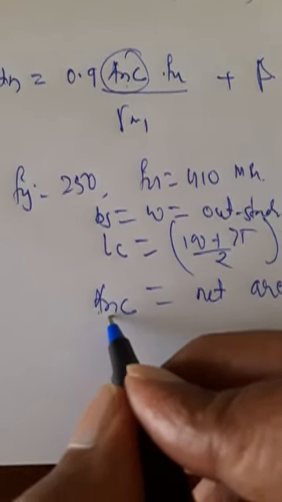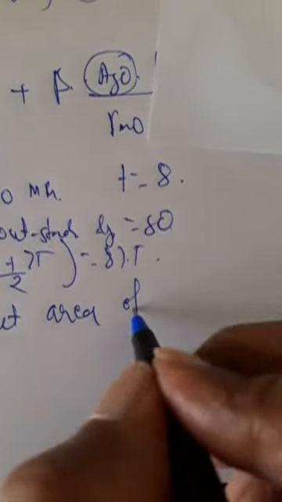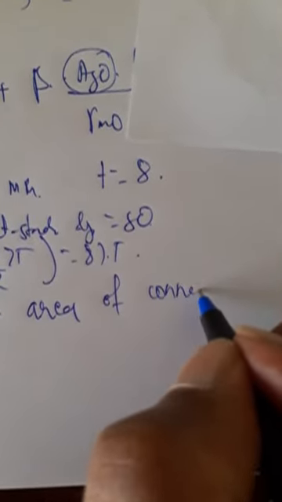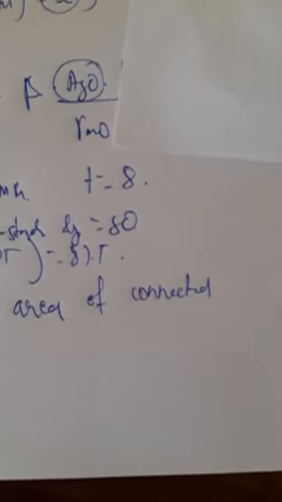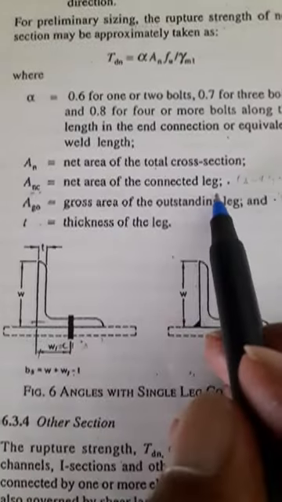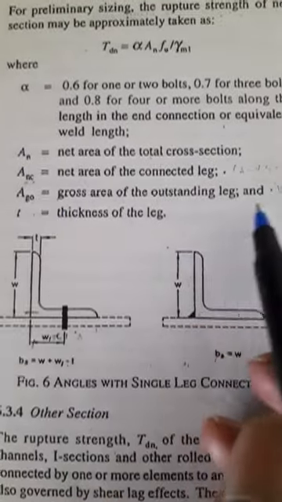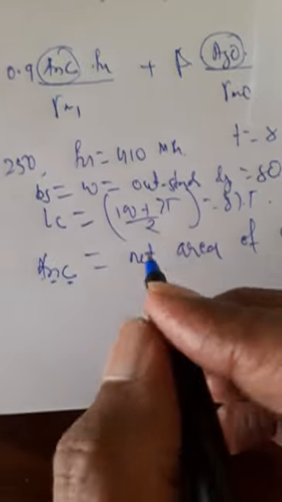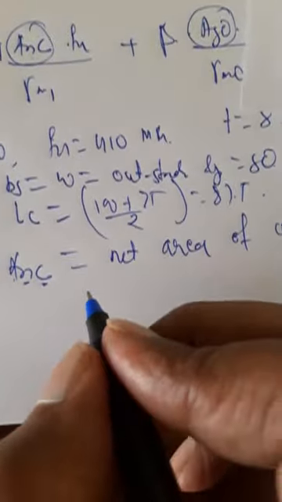A, N indicates net, C indicates connected leg. Net area of connected leg. Even these definitions, they are given here. ANC, net area of connected leg. AGO, gross area of outstanding leg. So here first let us calculate ANC.